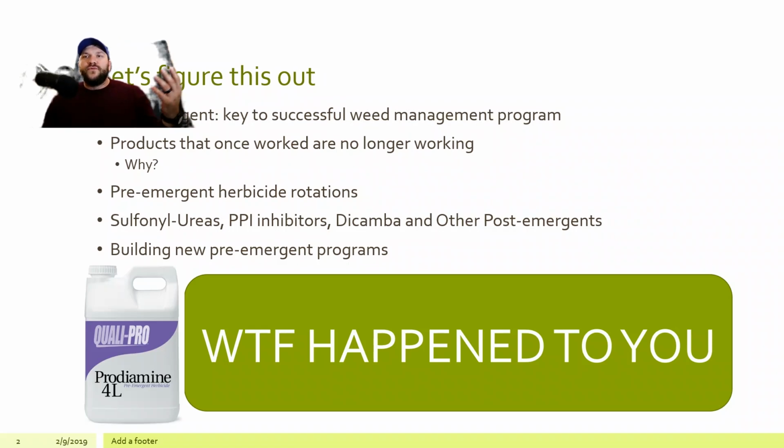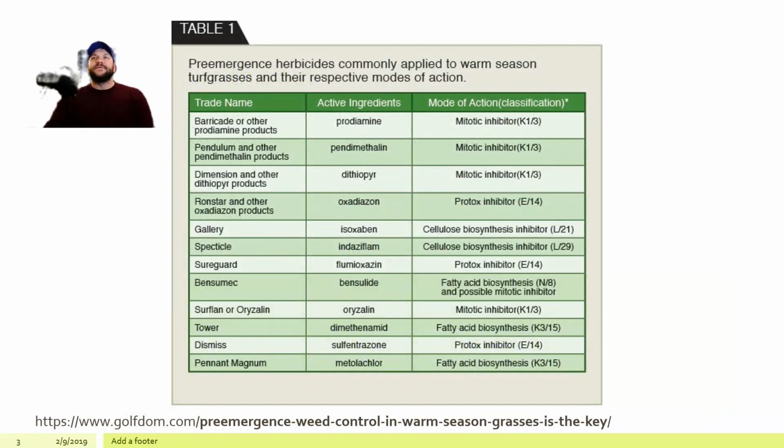So what we're beginning to face on the professional side of things is that pre-emergents are not working like they originally were. So in this presentation, we're going to talk about why that's the case. We're going to talk a little bit about what pre-emergent herbicide rotation looks like. We're going to talk about adding different active ingredients to our pre-emergent program that are actually post-emergence, but will give us a little bit longer duration and spectrum of control from our pre-emergent herbicides. And we're going to build those into new pre-emergent programs.